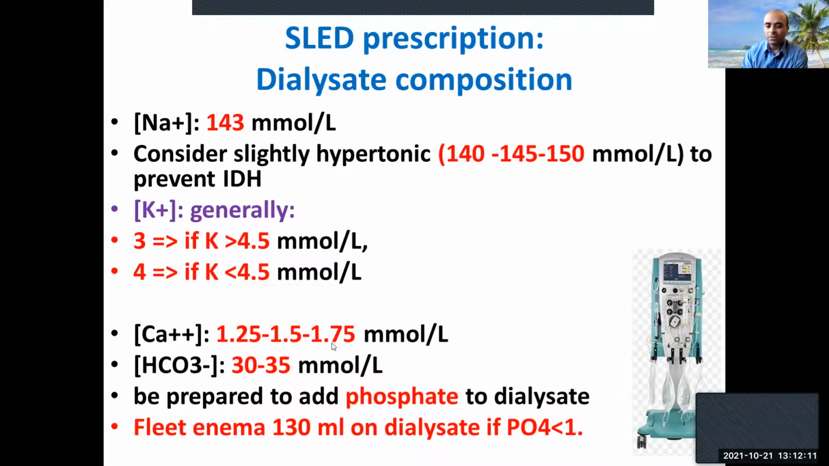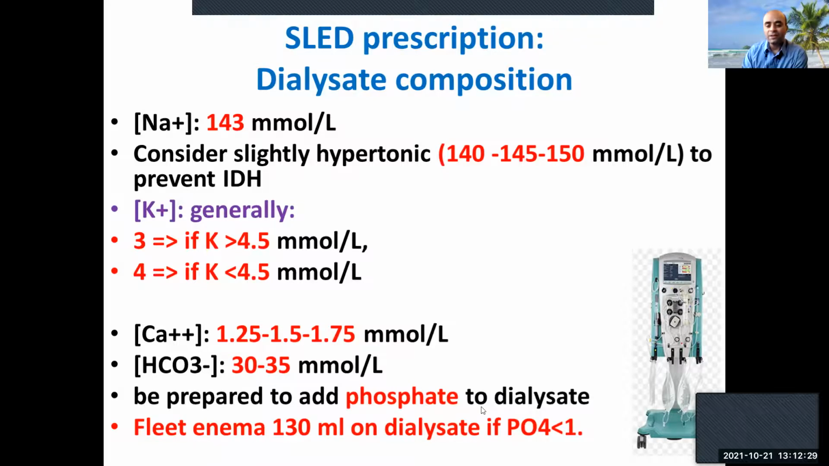As regards the bicarbonate, according to acidosis, 30 to 35, I think you can use 40. If your patient has severe metabolic acidosis, I can increase the bicarbonate to 42. Okay, either 30 or 35 or 40.